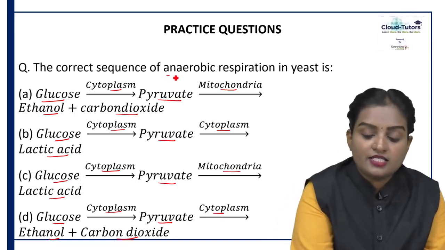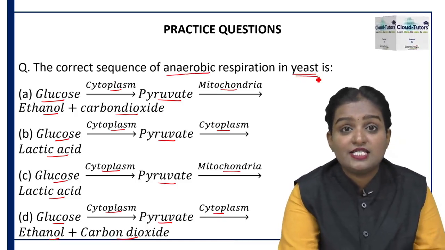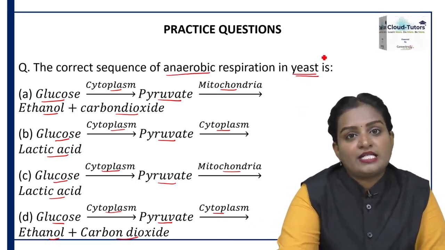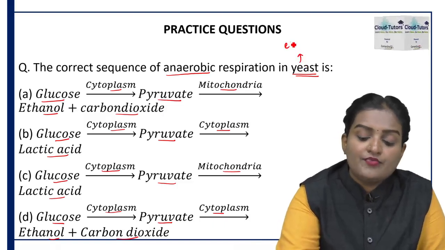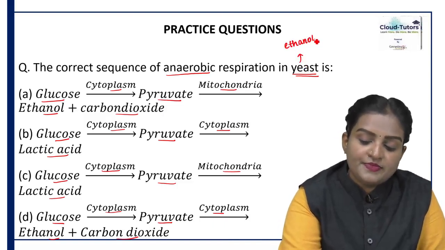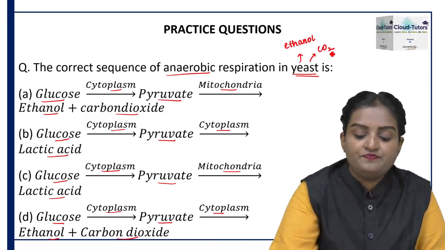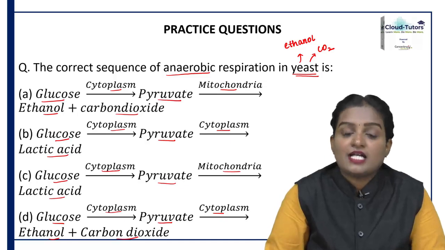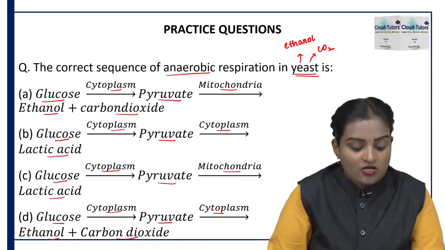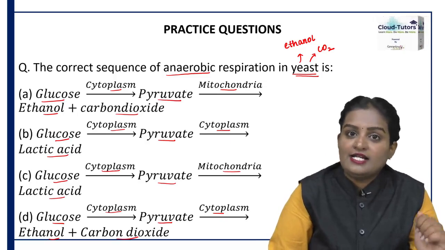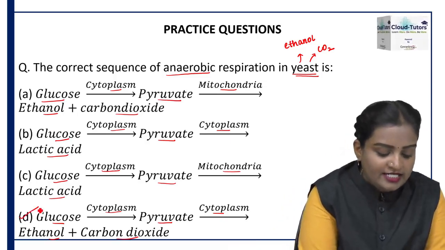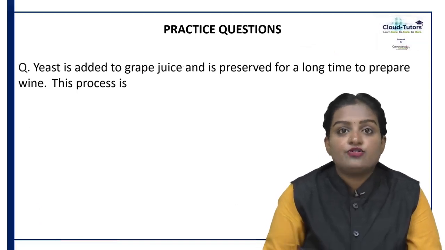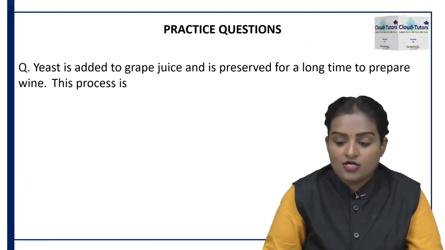So here they are asking about anaerobic respiration in yeast. Yeast we know is a fungi which is used in both bakery and brewery. So they have to produce ethanol and CO2. So this occurs only in cytoplasm. So the correct answer will be ethanol and carbon dioxide and energy. So option is D.